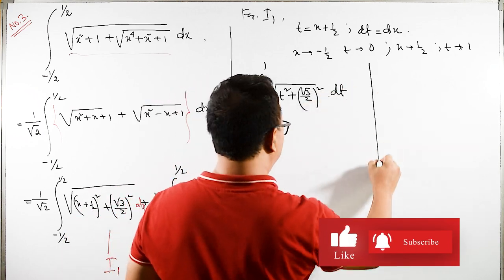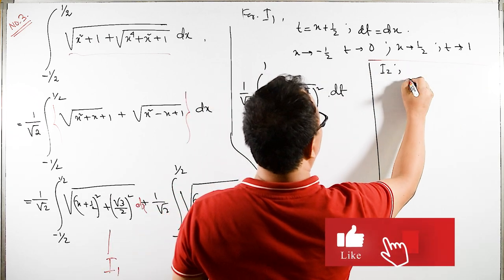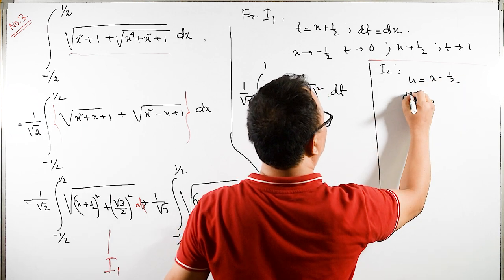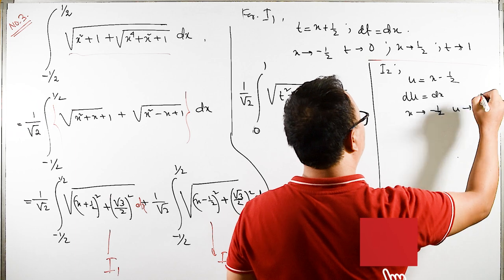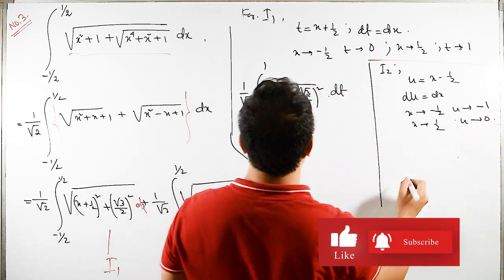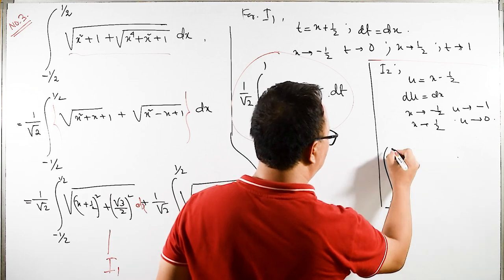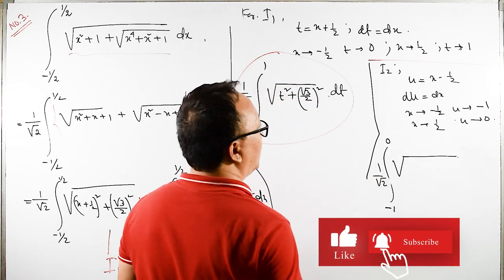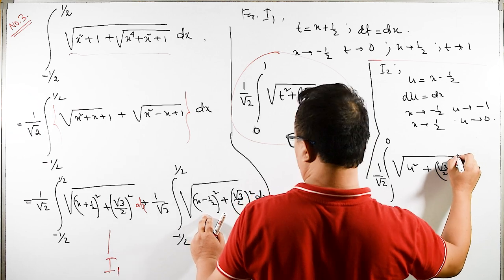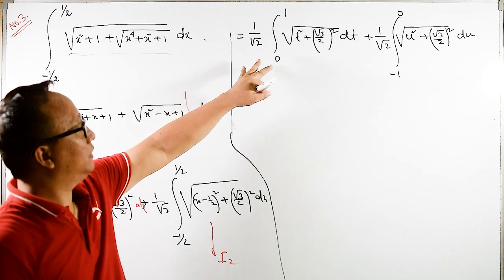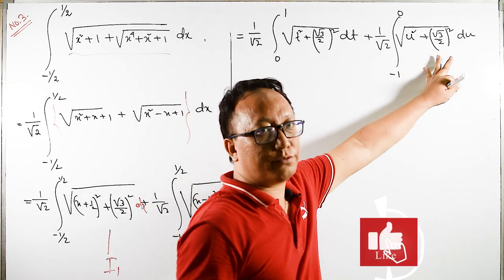Similarly for I2, let's substitute u equals x minus half, then du equals dx. When x tends to minus half, then u tends to minus 1, and when x tends to half, u tends to 0. This is I1, and I2 equals the integral from minus 1 to 0 of 1 by root 2 times the square root of u square plus (root 3 by 2) the whole square, into du. So now it is of the form square root of x square plus a square, but here the limits are different.